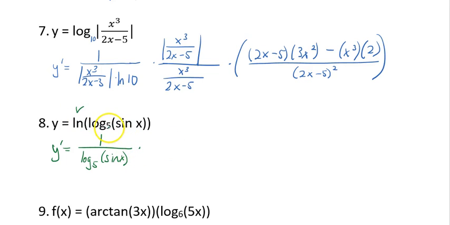Then I move to the log base 5. The log base 5 rule is 1 over whatever its x is times the natural log of the base. In this case, our base is a 5. So that takes care of my log base 5. And then finally I move to the sine x, and the derivative of sine is cosine. And this x was plain, so I don't have to also chain rule it.